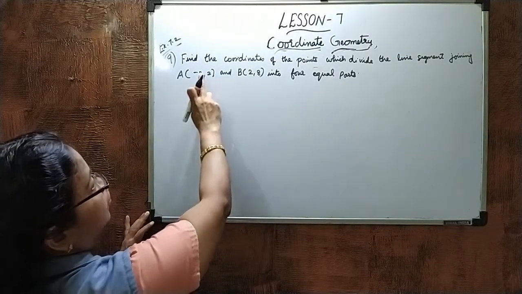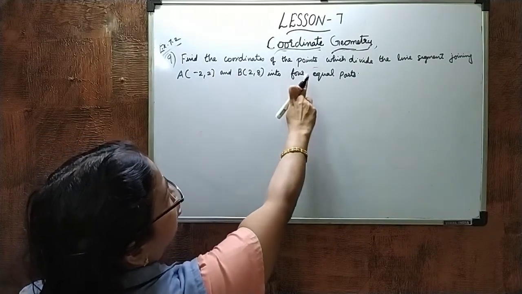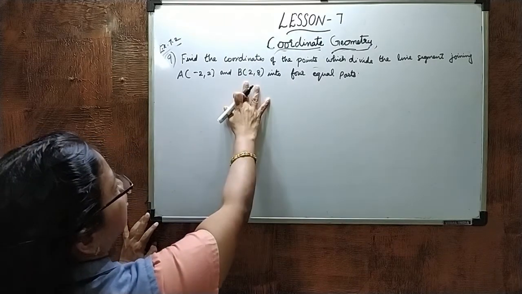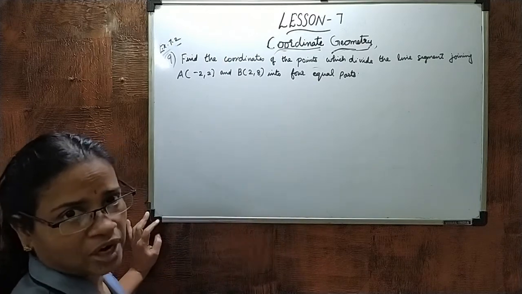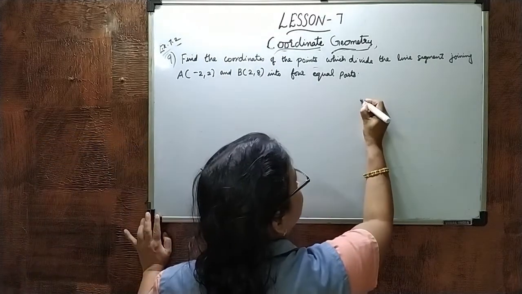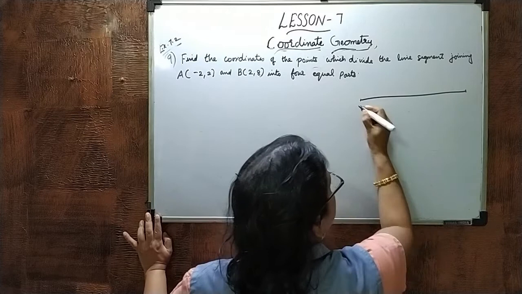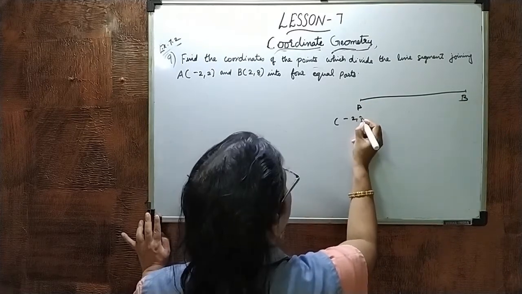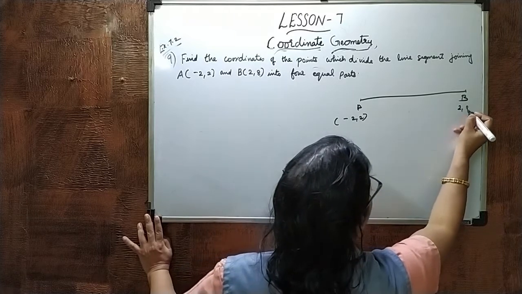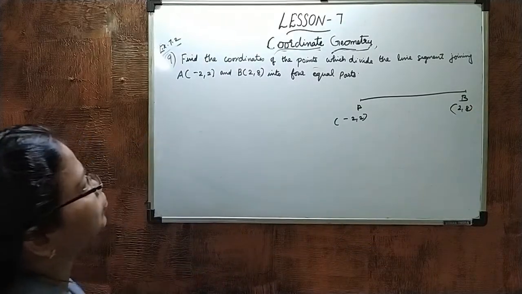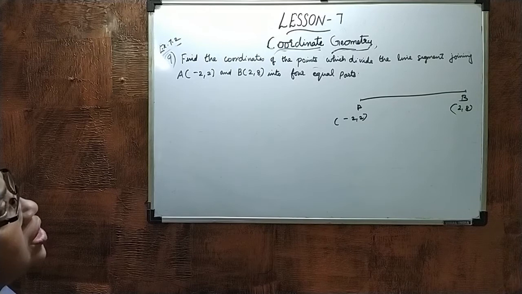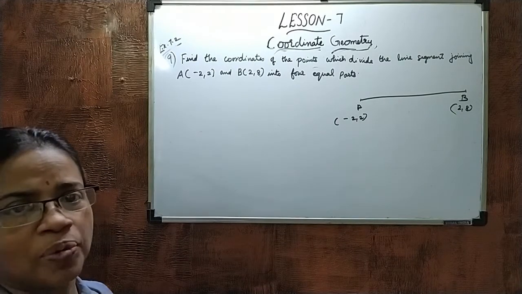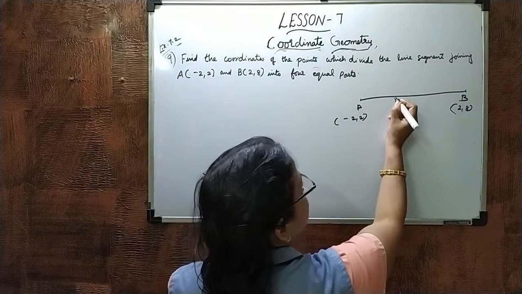9th question. Find the coordinates of the points which divide the line segment AB, coordinates also given, into 4 equal parts. So there is a line segment, right? So here this is the line segment AB and they had given you negative 2, 2 and then 2, 8, right? And what they told you, find the coordinates of the points which divide the line segment into 4 equal parts.